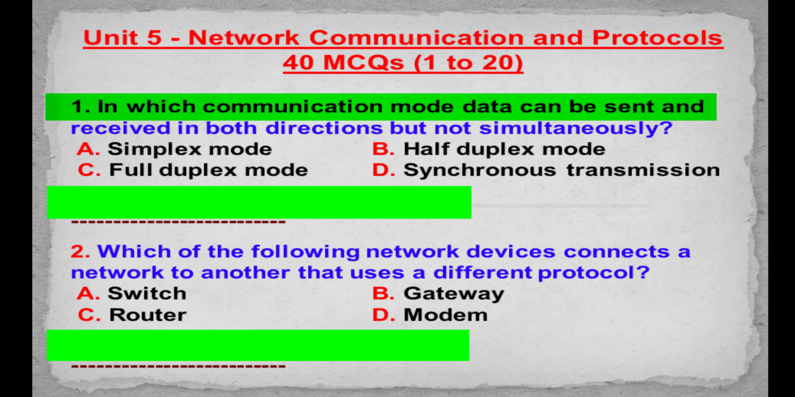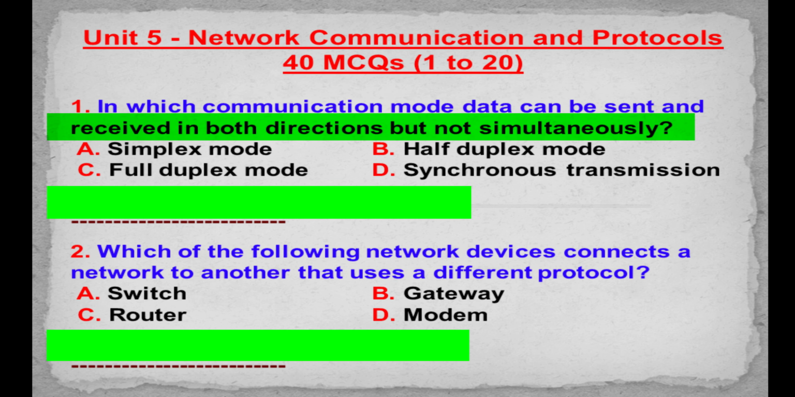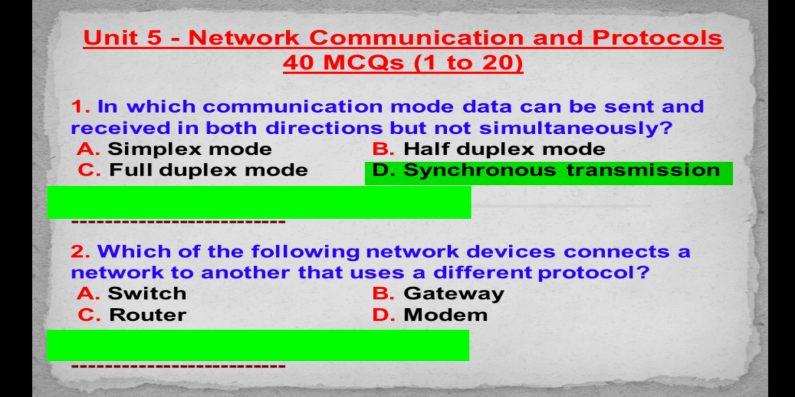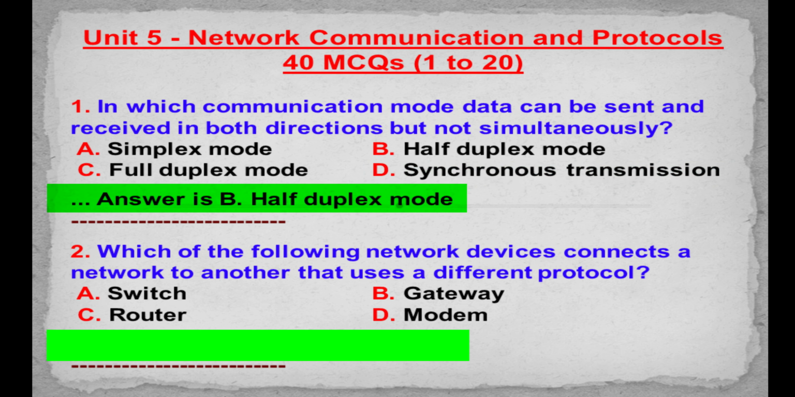MCQs number 1. In which communication mode can data be sent and received in both directions but not simultaneously? Option A, simplex mode. Option B, half duplex mode. Option C, full duplex mode. Option D, synchronous transmission. Correct answer is option B, half duplex mode.